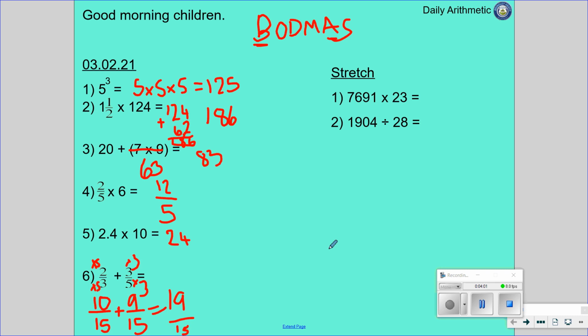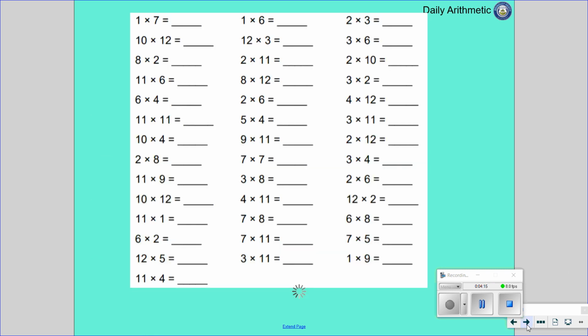Okay, stretch questions then. Question 1, the answer we were looking for was 176,893. And question 2, we were looking for the answer 68. Okay, as usual then, we're going to do our daily times table practice. So if you pause the video now, give yourself 1 minute and have a go at the times tables on the screen.